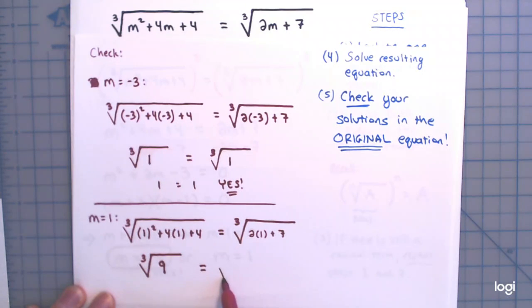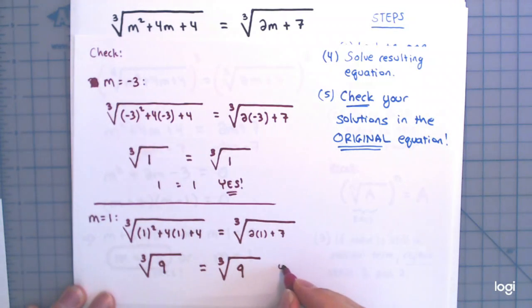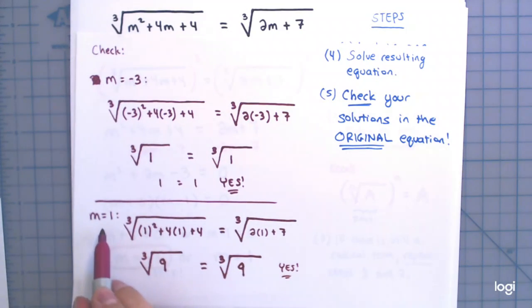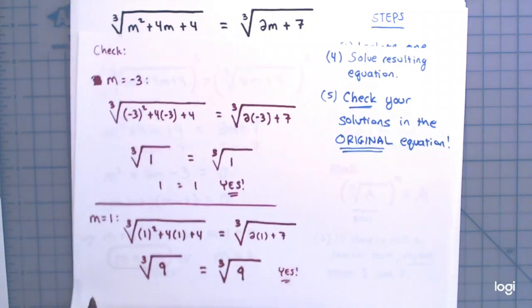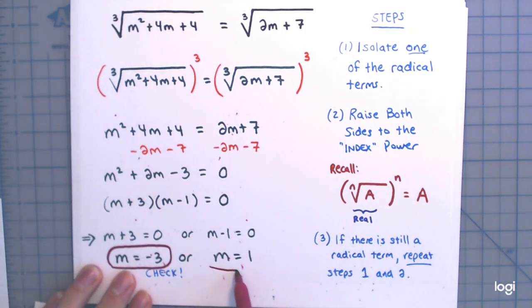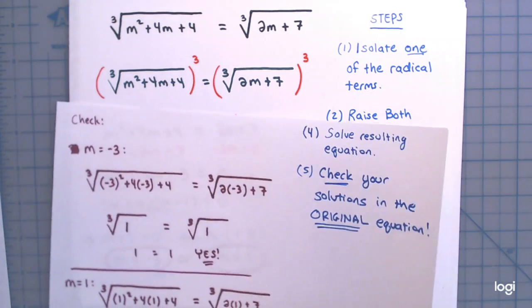And on the right side I have the cube root of, the radicand is 2 times 1 is 2, plus 7 is 9. So we get indeed the same number on both sides. The cube root of 9 equals the cube root of 9. So yes, 1 is also a good solution. So I'll also circle that. Right, so negative 3 is good, positive 1 is good, and we have our solutions.